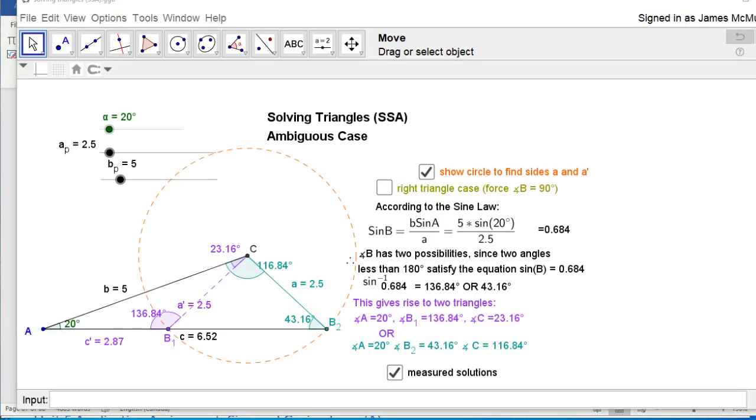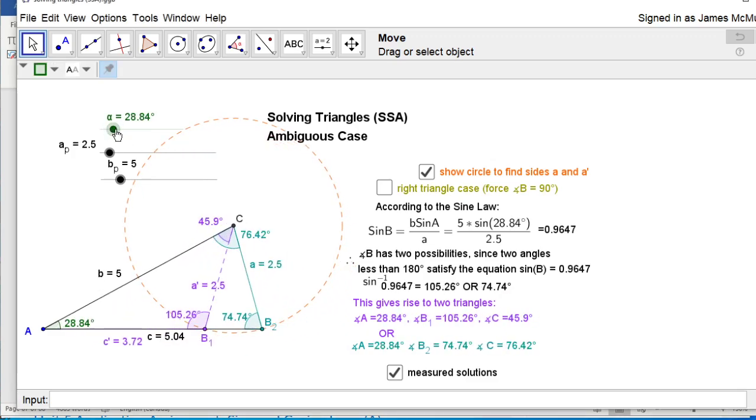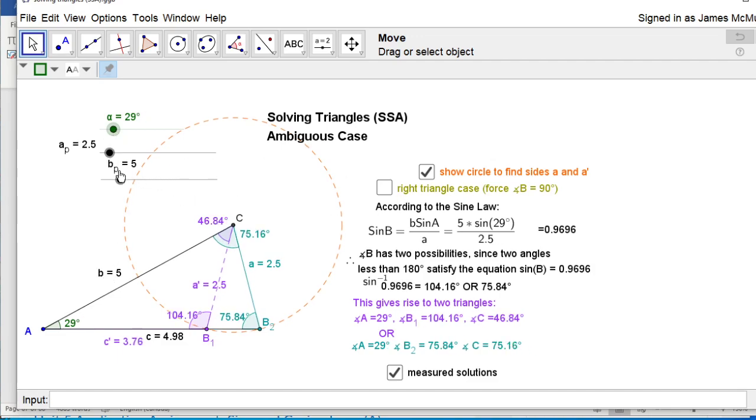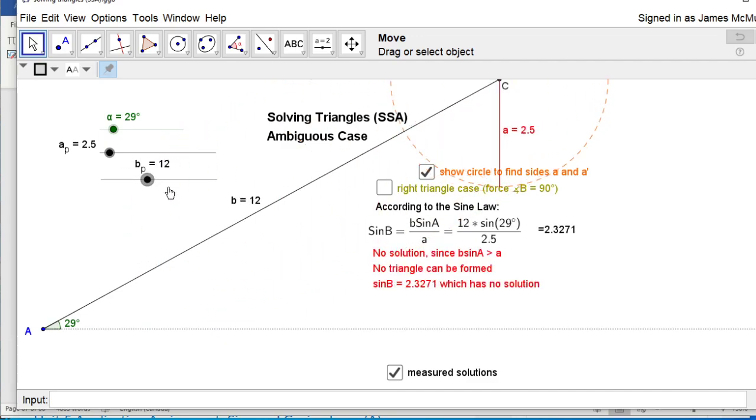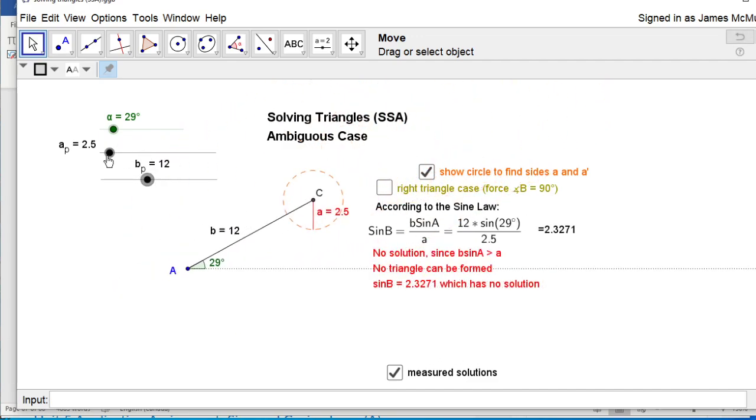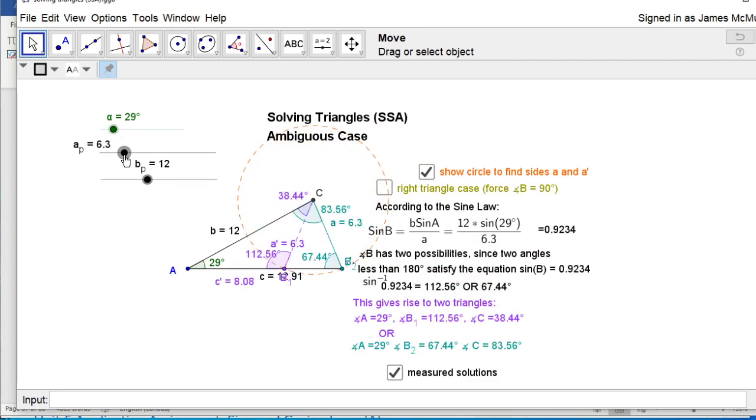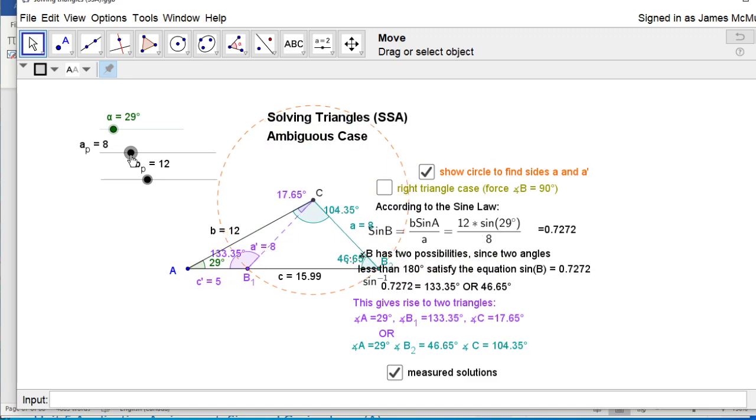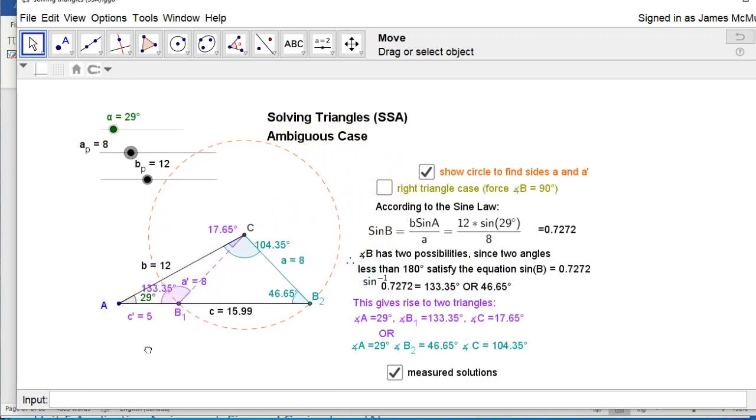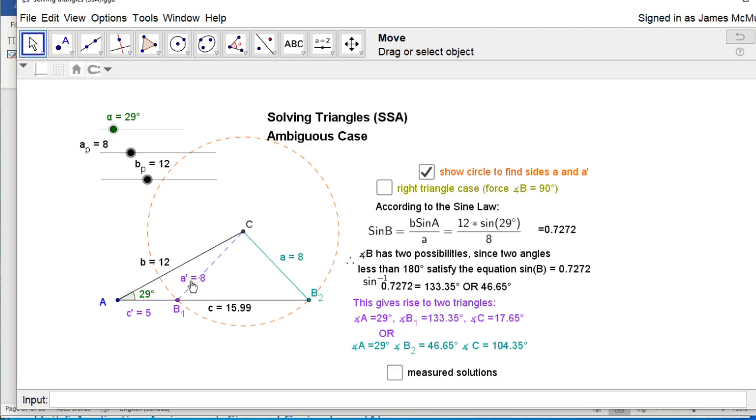Okay, so let's just have a quick check of that work. We know that the angle here is 29 degrees. We know that the side B was 12. Just zoom it out a bit. And side A was 8. You can see it splits into two possibilities. Okay. Let's just get rid of the measured solutions for a sec, right? So there's a triangle with an obtuse answer and a triangle with an acute answer.